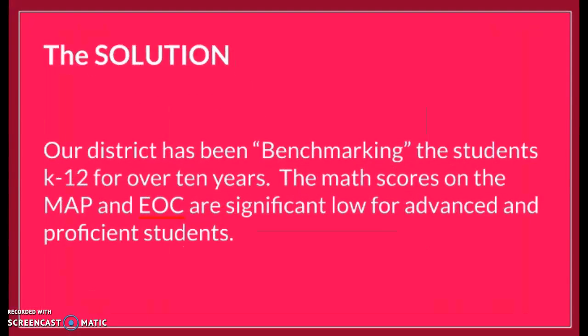And the last point will be number 6, which is the solution, the significant solution for this problem. Again, the problem that we have at the high school is that the students are bored, disinterested, and apathetic toward the mathematical algorithms and procedures. So the problem that we want to solve is that our district has been benchmarking the students K to 12 over the last 10 years.